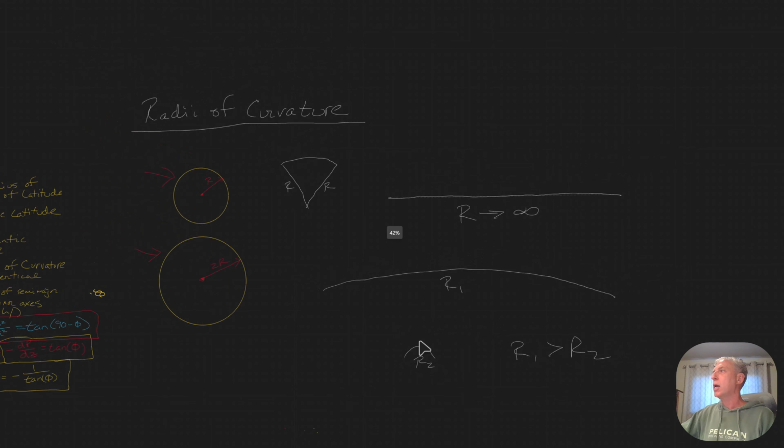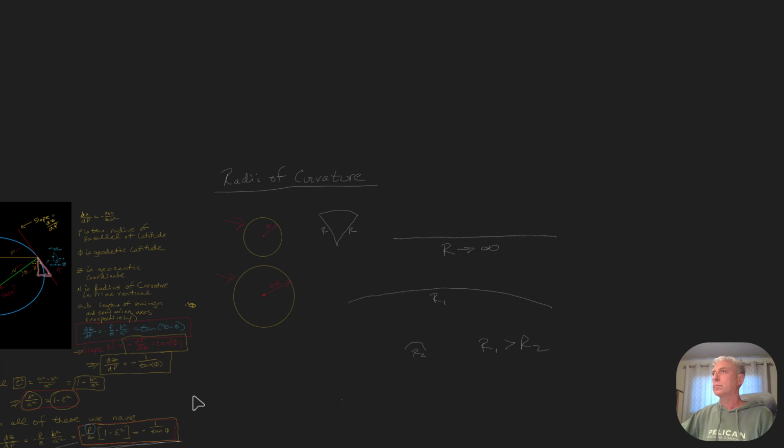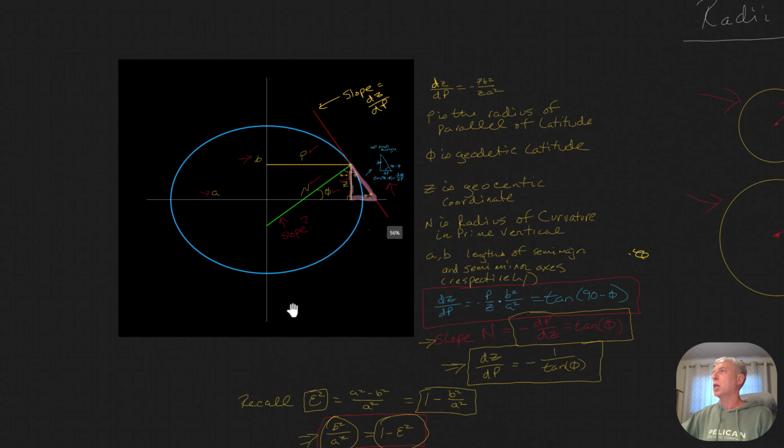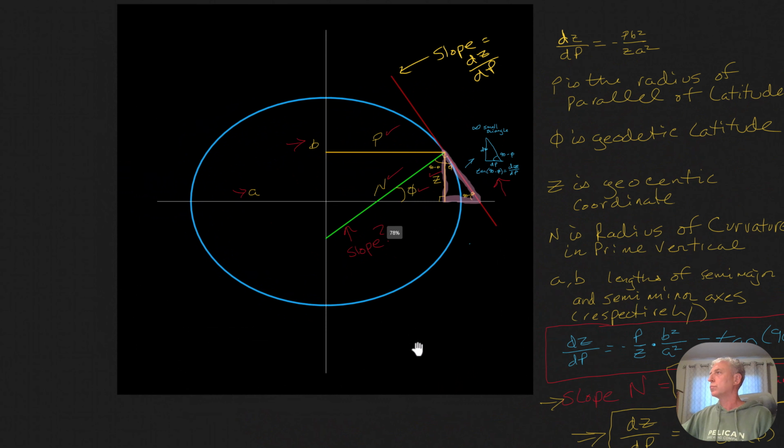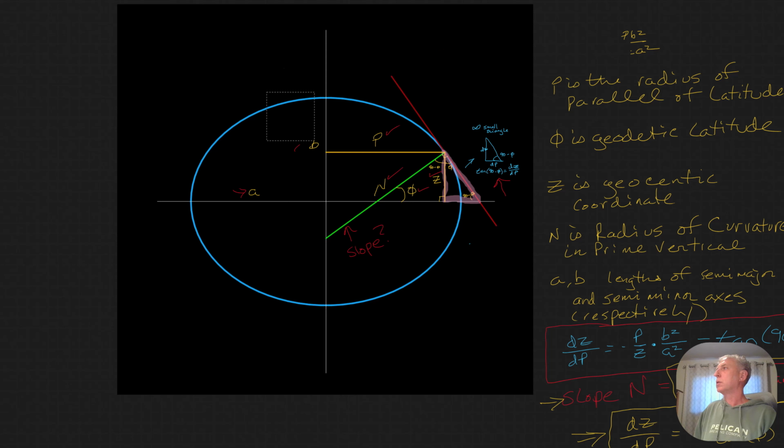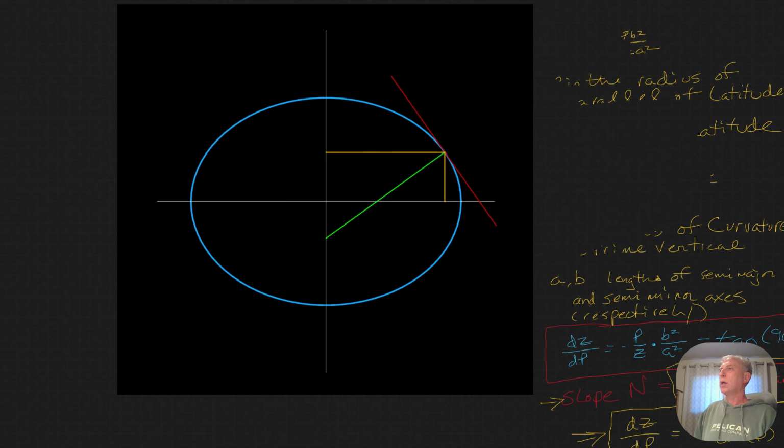So let me go back to my diagram. There's a reason why I'm going through this ad nauseam. I'm just going to erase all this other stuff. I don't need it. And if I were to take a look at a point on the semi-major axis and the surface of the ellipsoid, we'll call that point A, and a point on the semi-minor axis and the ellipsoid, we'll call that point B.